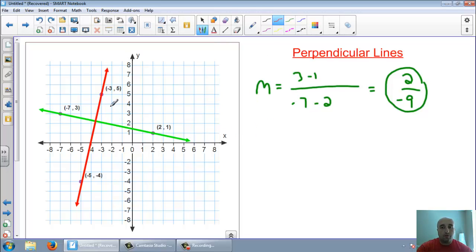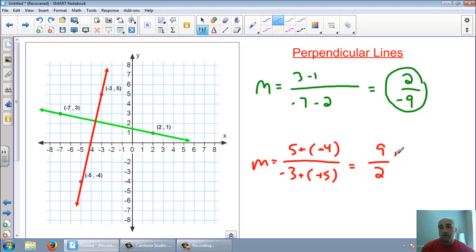Okay, now let's figure out the slope of the red line, which is, the y values are 5 and -4. So 5 minus -4, and the x values are -3 and -5. So -3 minus -5 to give us a slope of, minus minus is plus plus, to give us a slope of 9 on top, and we have plus plus on the bottom. -3 plus 5 is 2. So we have a slope of 9/2.